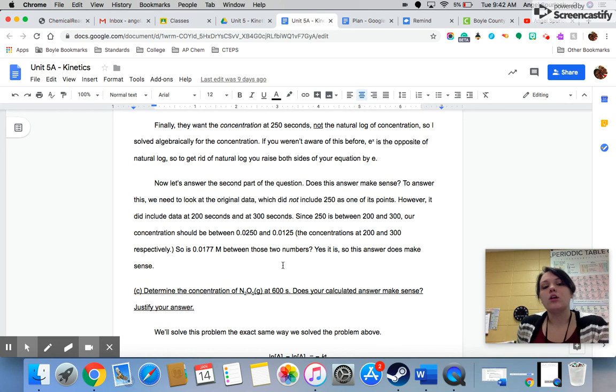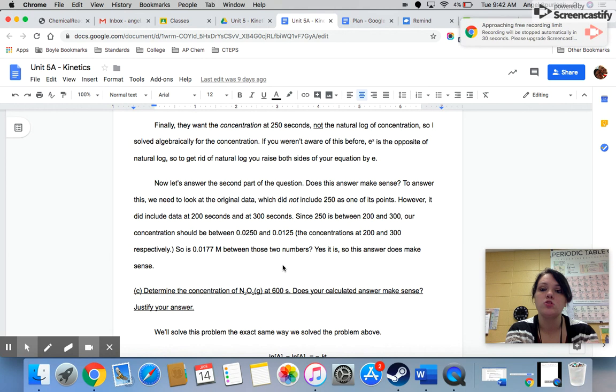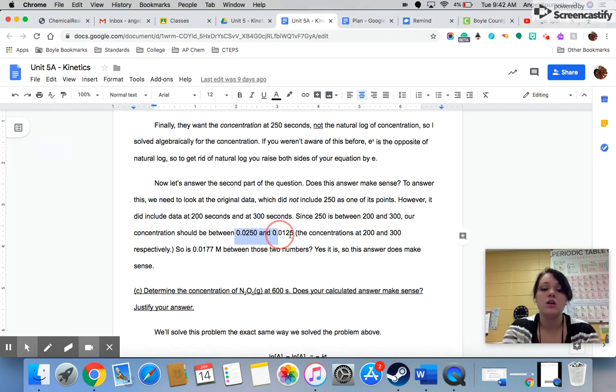The problem is that our original data did not include 250 seconds. It did include data at 200 and 300 seconds. Well, since 250 is between 200 and 300 seconds, our concentration should have been between the two concentrations that were at those times. So is our answer in between these two original concentrations? And the answer is yes. So this question does make sense logically.